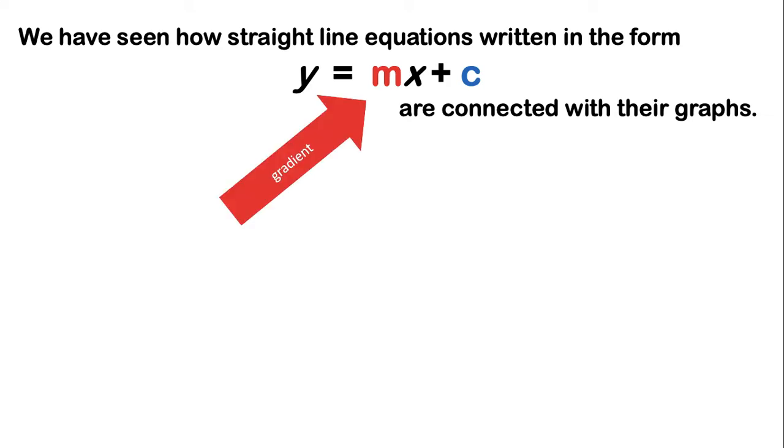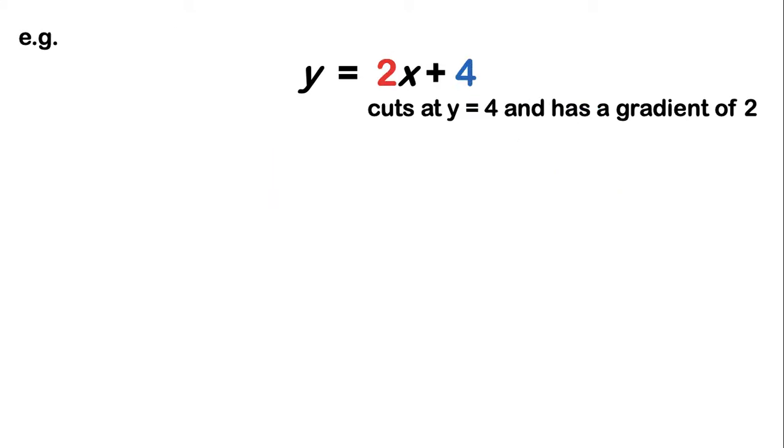The number in front of x tells you the gradient of the graph, or how steep it is. And the number on the end tells you the intercept. That's where it's going to cut the y-axis, the vertical axis. So for example, just by looking at the equation y equals 2x plus 4, I don't need to make a table of values. I could make a table of values of different x's and then work out all the y's and then plot all the points on a graph until I get a straight line.